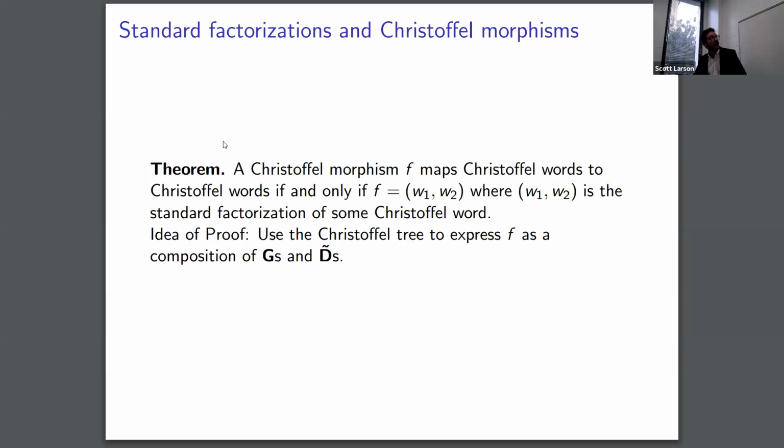Finally, this fact is also quite nice. We have a Christoffel morphism, call it F, that maps Christoffel words to Christoffel words if and only if F is equal to a standard factorization of a Christoffel word, which is quite nice because in that case we don't have to worry about being conjugates. Being able to take Christoffel words directly to Christoffel words will be useful. And the idea of that proof is basically you just use the Christoffel tree to express F as a composition of G's and D twiddles.